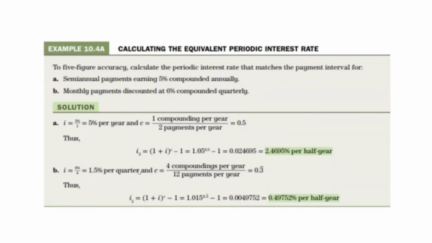Then we have to calculate this value of C, which is the little sub-calculation that we need to do. The number of compounds per year is 4, the number of payments per year is 12, and that's 0.3333. Then we just throw that into this formula in order to calculate the value of I2. I2 is 1 plus I to the power of C, minus 1. So that's 1.015 to the 0.3333 minus 1, and that comes out to 4.97%.